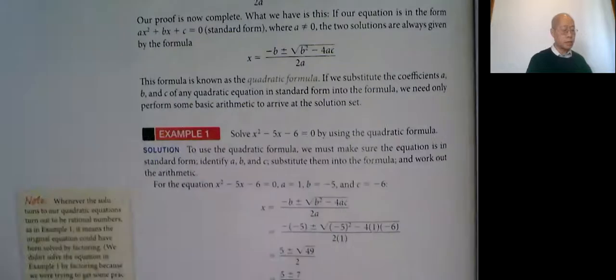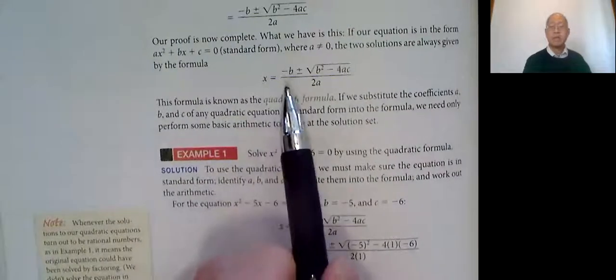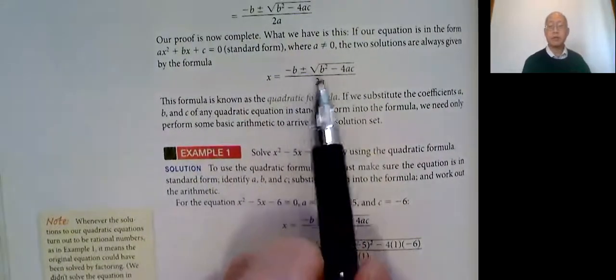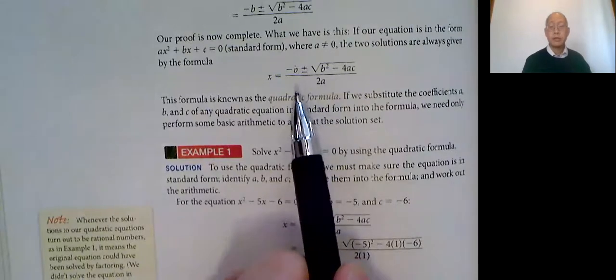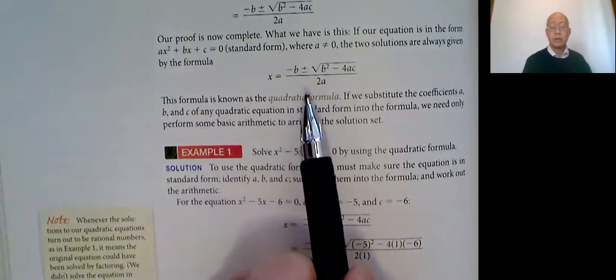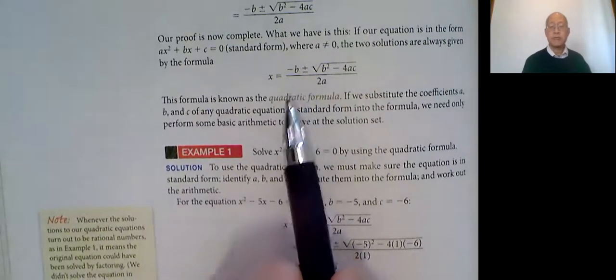Here's the quadratic formula. In the book, it's on page 368. X equals negative b plus or minus the square root of b squared minus 4ac all over 2a. Okay, so you use this whenever you have any equation in standard form.